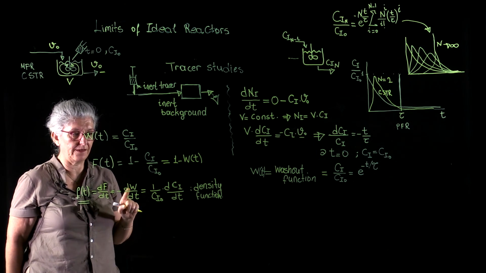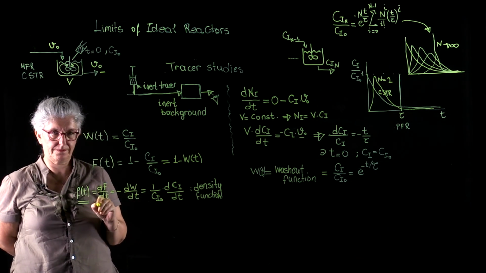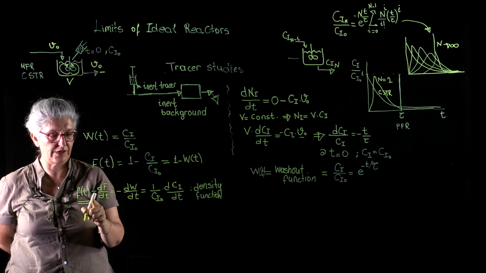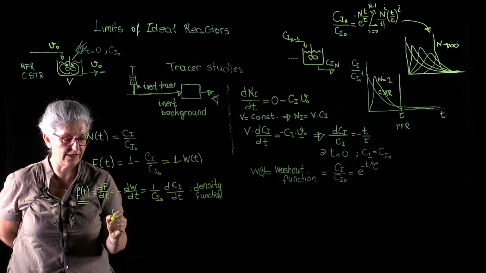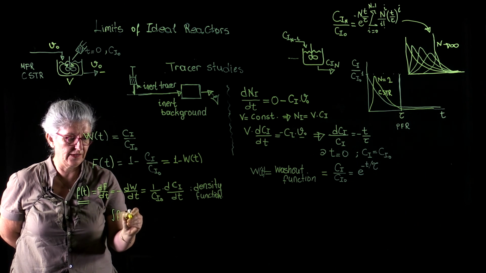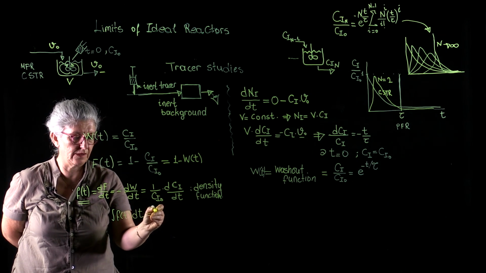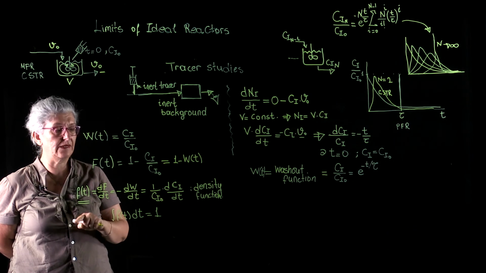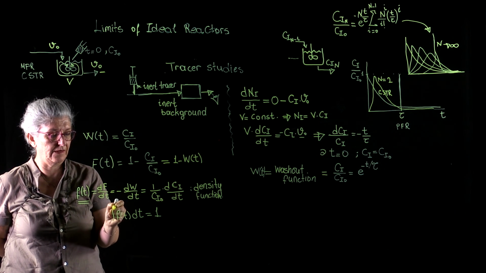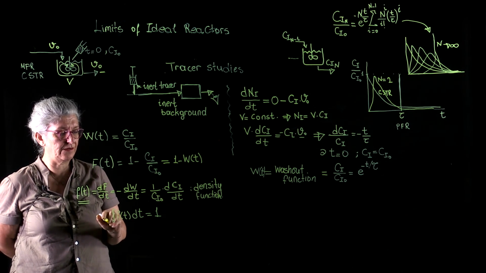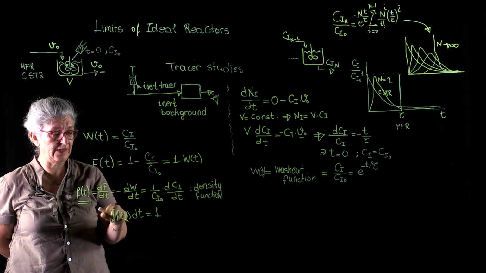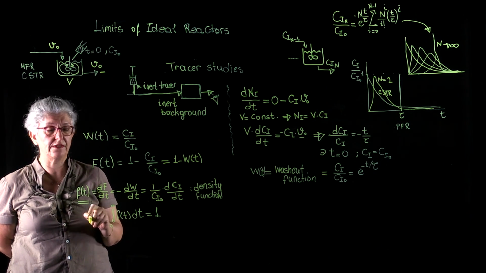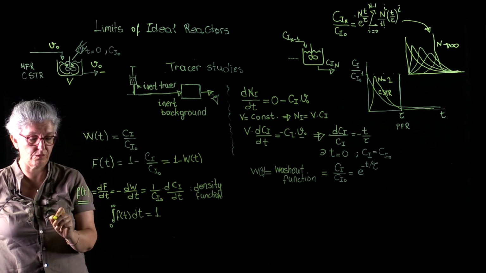Now, we have a few definitions for f of t. So first of all, the integral of f of t dt is equal to 1. It doesn't depend on the initial concentrations or the system parameters. As a result, this f of t is a normalized distribution. Of course, the integral limits are between 0 and infinity. This term is called the zeroth moment.